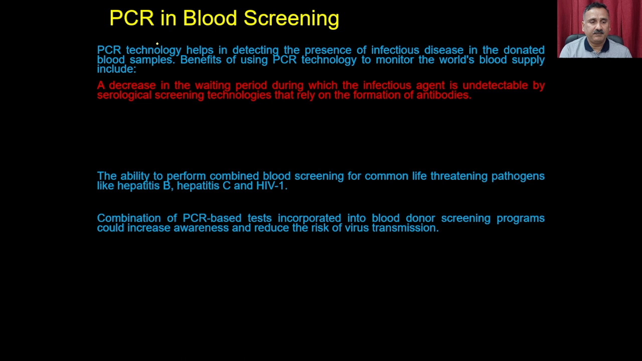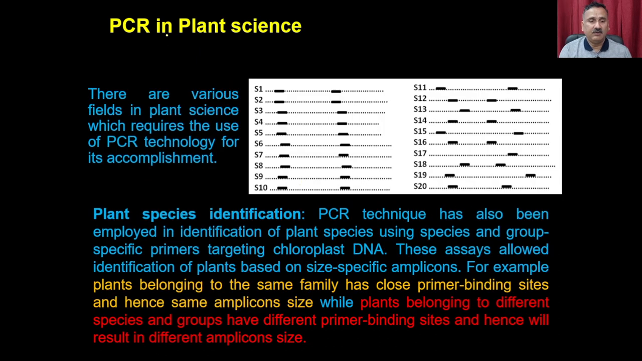So using this particular technique, you can do blood screening, and you can detect different types of diseases like hepatitis B and C and HIV and all that. And then we can also use PCR in plant science.